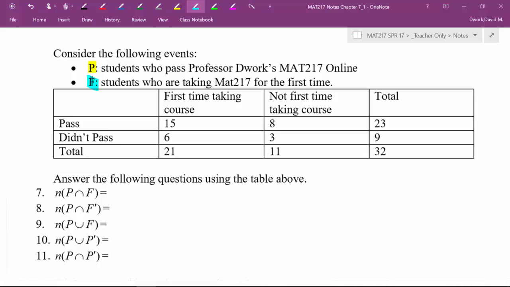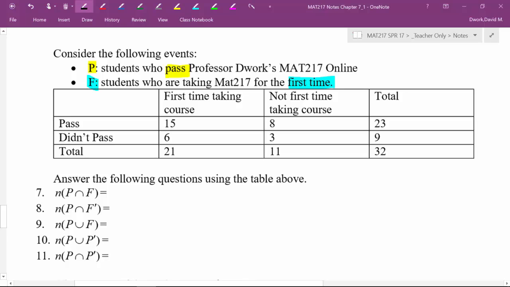Yes, I tricked you. Okay, so P represents students who are taking this MAT217 online who have passed it, and F represents students who are taking it for the first time. Alrighty, here we go.